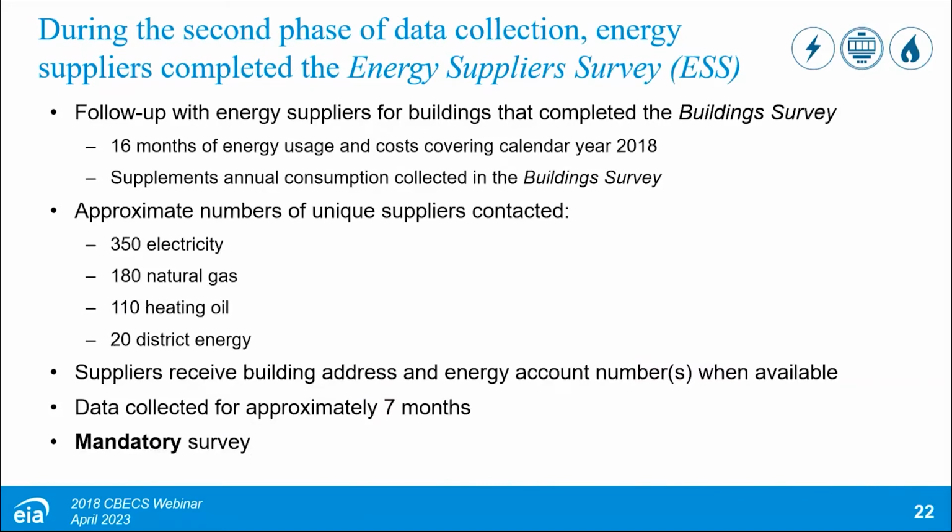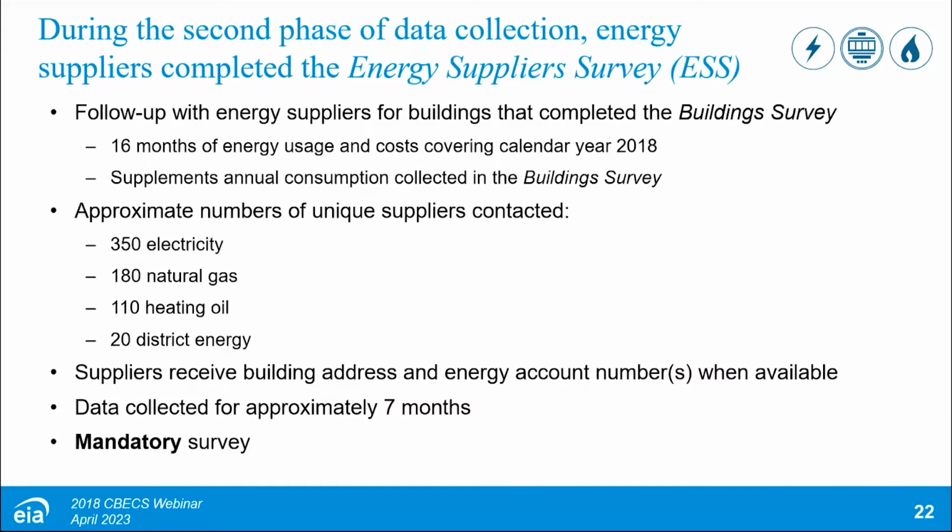Then the second phase of the CBECS is the energy supplier survey. In this part, we contact the energy suppliers of electricity, natural gas, fuel oil, and district heat for the buildings that responded to the building survey. We provide the suppliers with the building addresses and the account numbers for the buildings where the respondents were able to provide them to us.